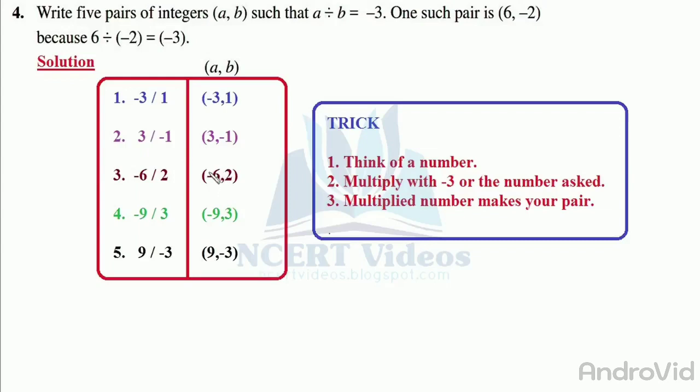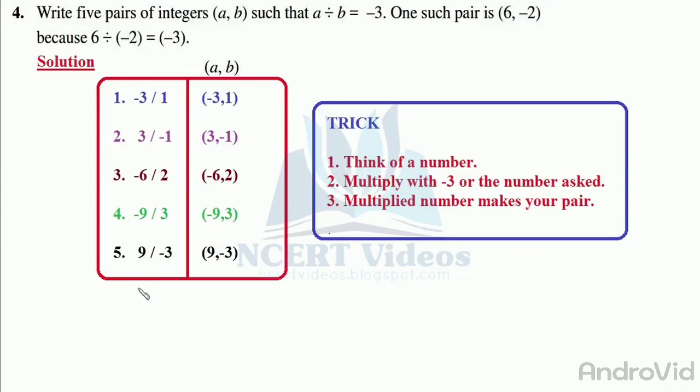So the multiplied number makes your pair. How can we achieve it? First we will think of a number. Let's think the number to be 3. Multiply this number with the number which is asked. It can be anything. In this question it is negative 3, but your examiner or your teacher can ask anything in your paper, so be prepared for this. 3 threes are 9, and minus 9. So this minus 9 makes your pair. In this way you can make an infinite number of pairs.